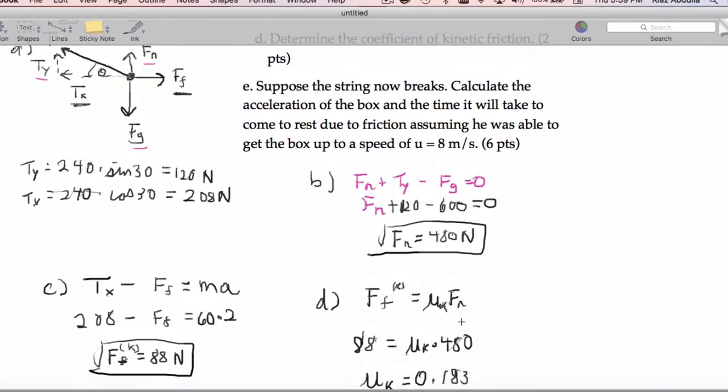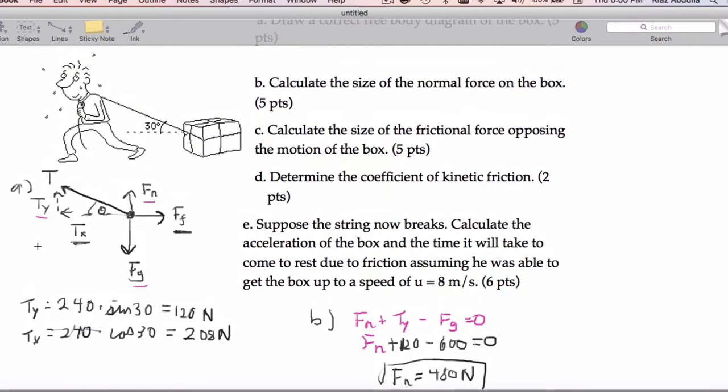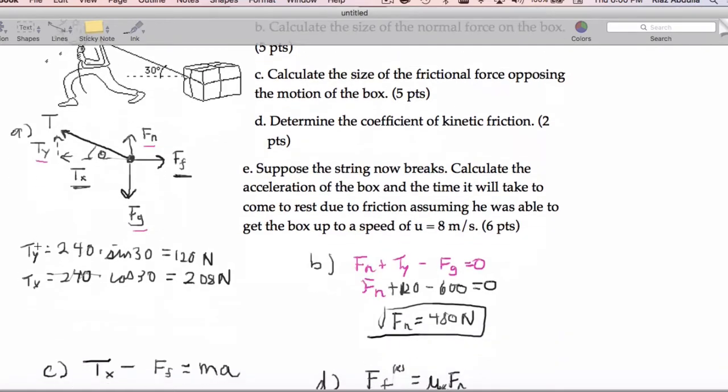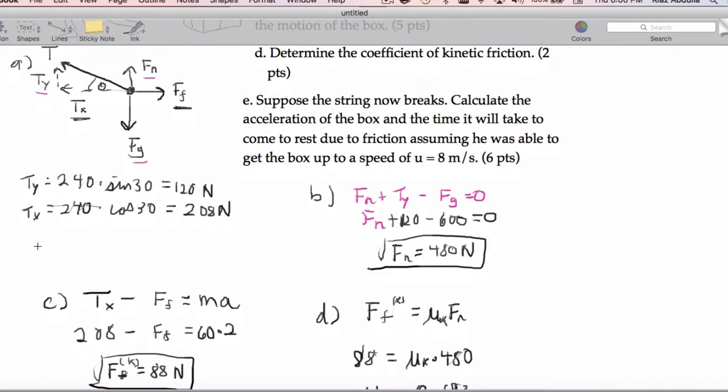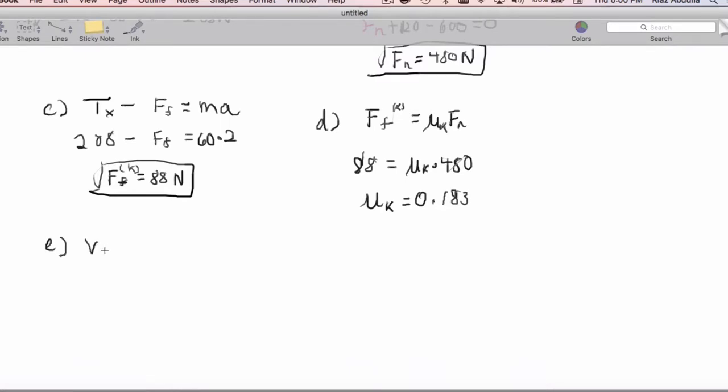All right, now for part E, suppose the string breaks. We want to calculate the time it takes to come to rest due to friction, assuming he was able to get the box up to the speed of 8 meters per second. So with that in mind, I'd love to use V equals AT plus U, okay? And we'll say 0 is A times T plus 8 here. So this is what we want to solve for.